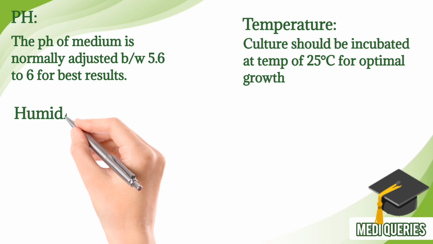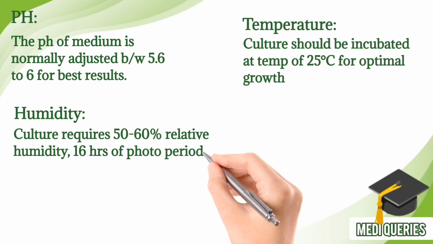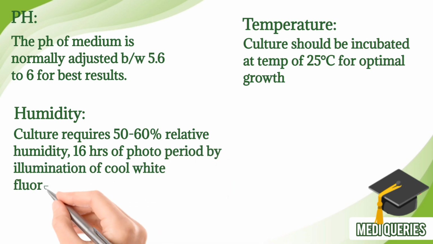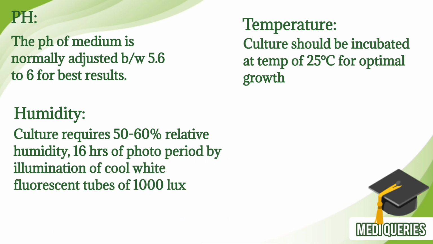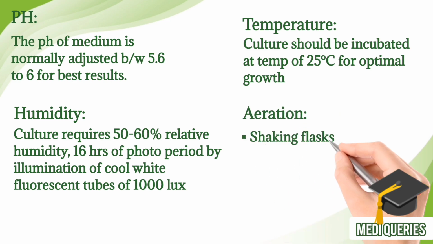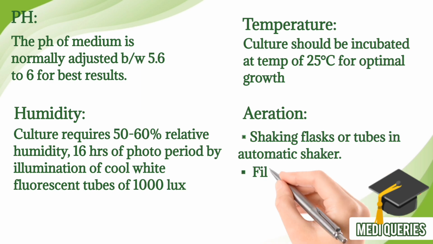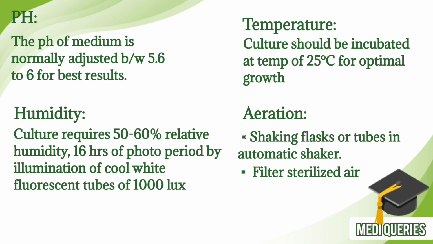Humidity and light intensity. Culture requires 50 to 60% relative humidity and 16 hours of photoperiod by illumination of cool white fluorescent tubes of approximately 1000 lux. Aeration. Aeration to the culture can be provided by shaking the flasks or tubes of liquid cultures on automatic shakers or aeration of the media by passing filter sterilized air.